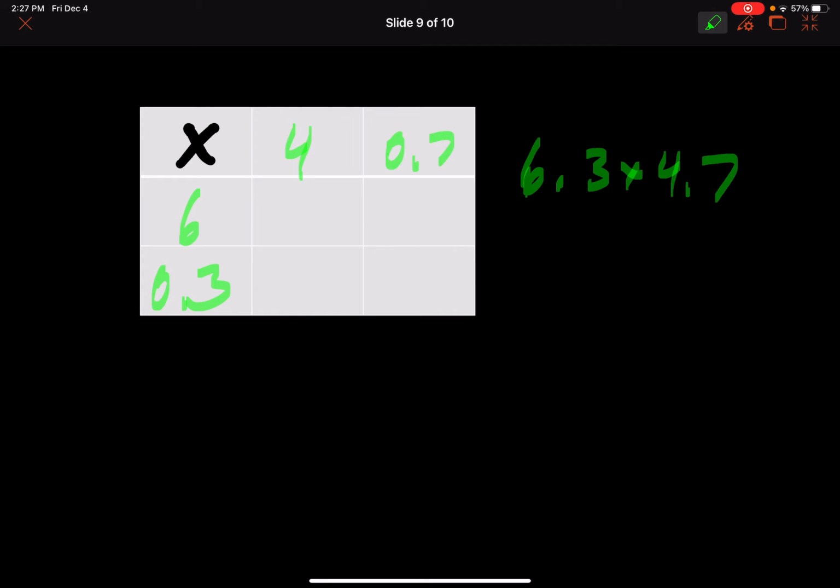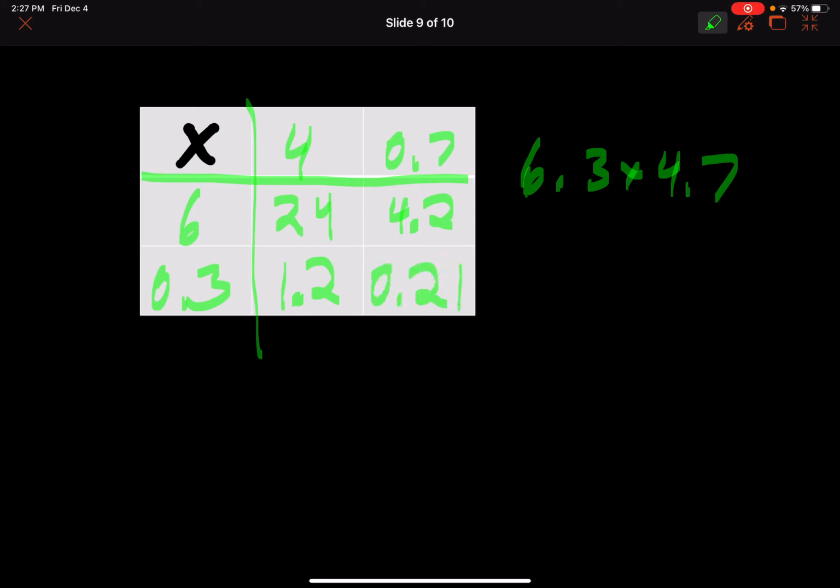Okay, so what this looks like, this is 24, right? And I like being able to see the lines. 7 times 6 is 42. And I have 1 decimal place there. This is 12, and I have 1 decimal place there. And this is going to be 21, and I'm going to have 2 decimal places there.